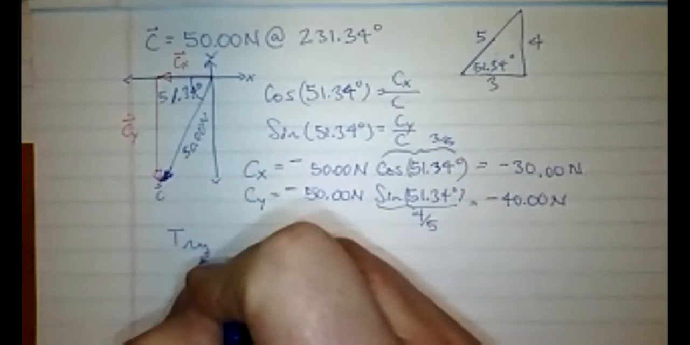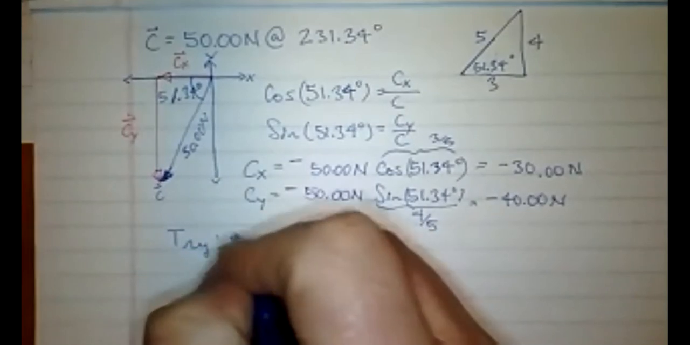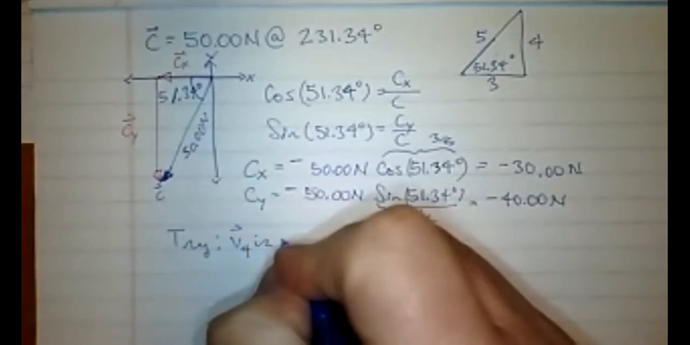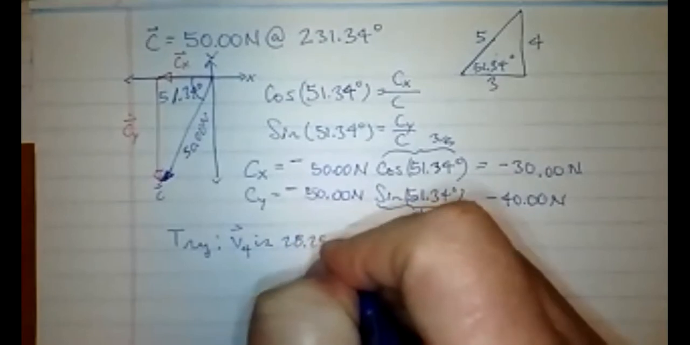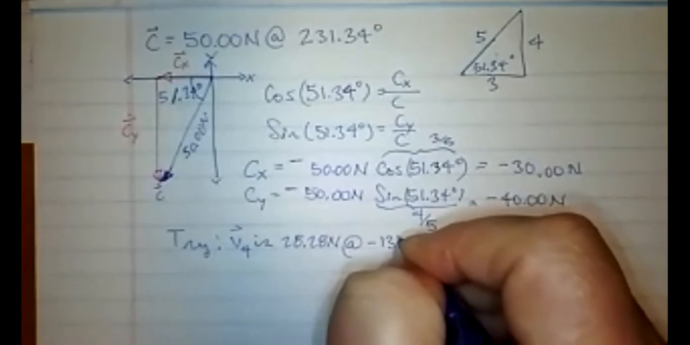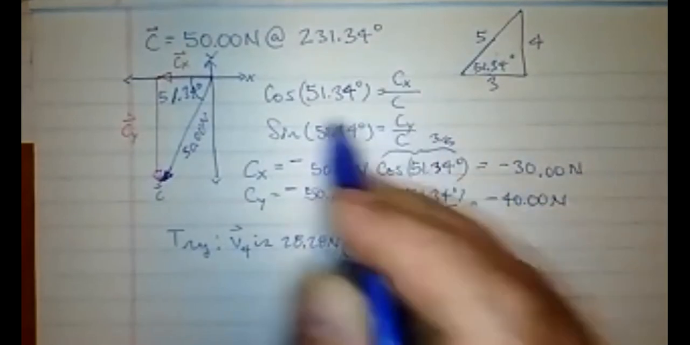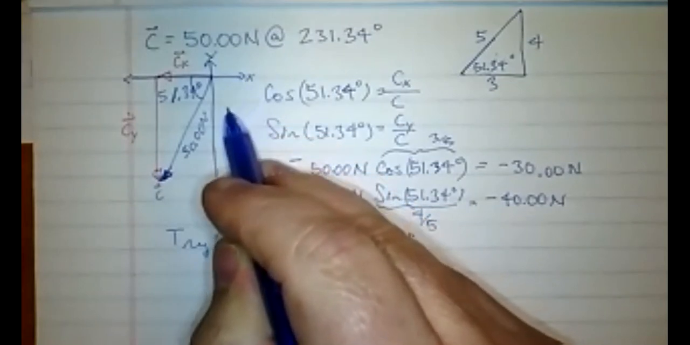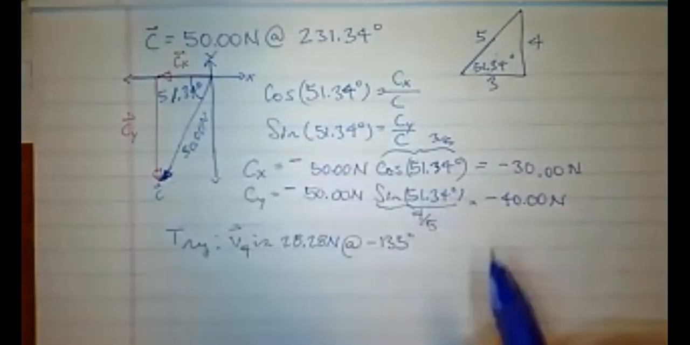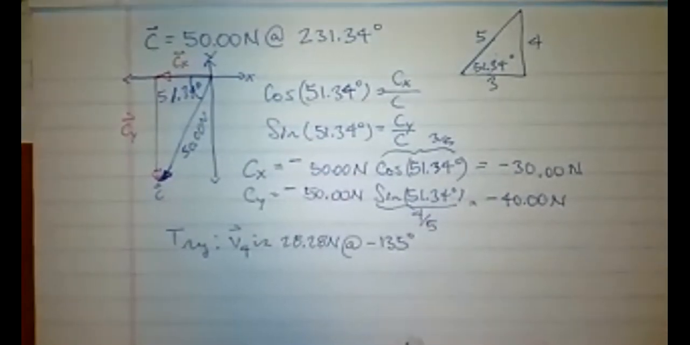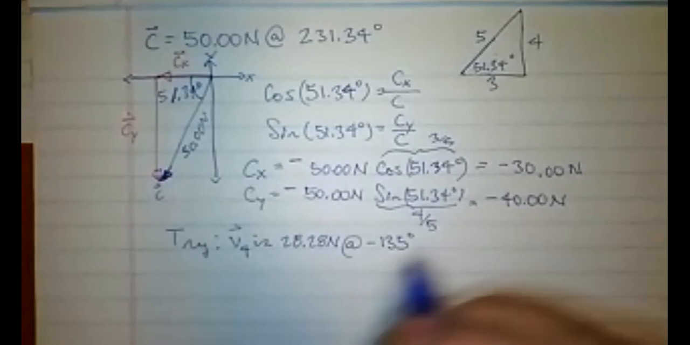So this one I'm going to ask you to try. Let's take vector V4, and I'm going to say it is 28.28 newtons, and it's at negative 135 degrees. Negative, remember, means measuring in the clockwise direction from the positive x-axis. So it'd be negative 90 and then another 45 degrees. I want you to find the x and y components of that. Pause this now and try to work it out.